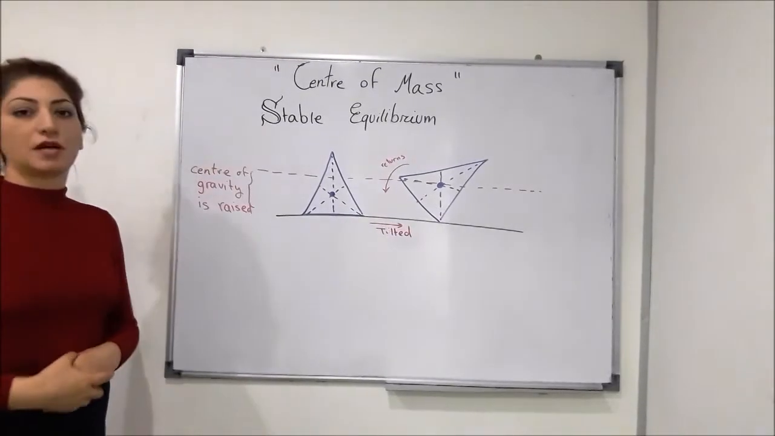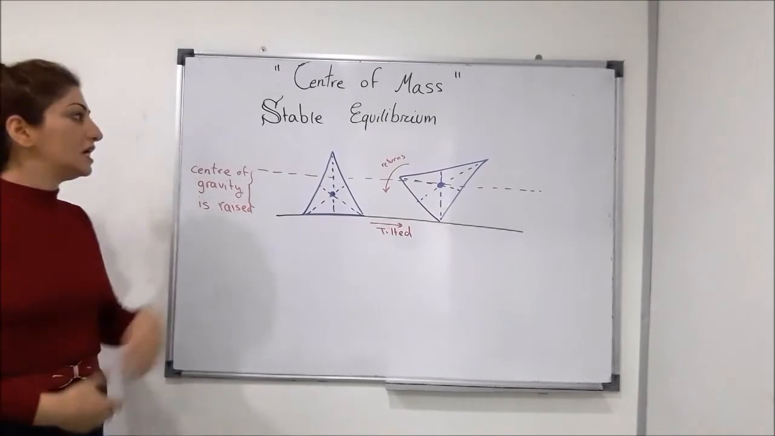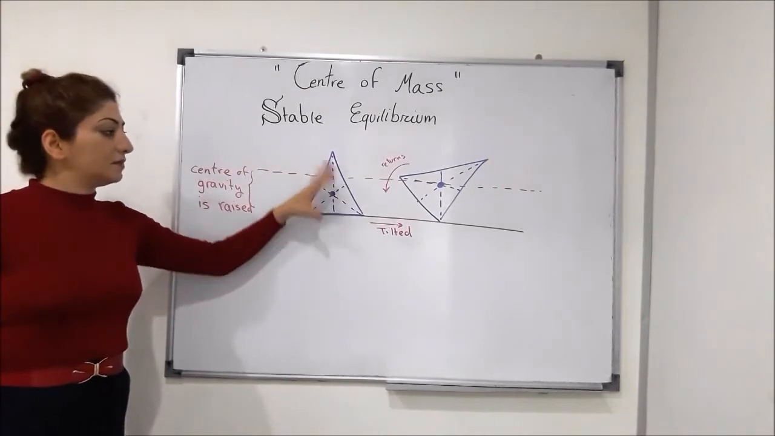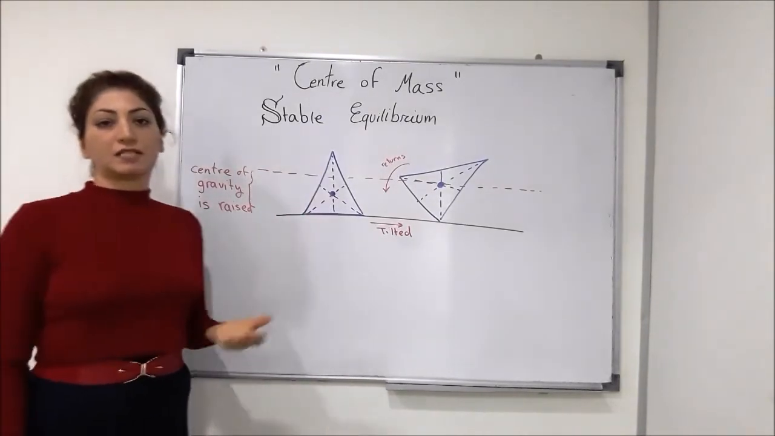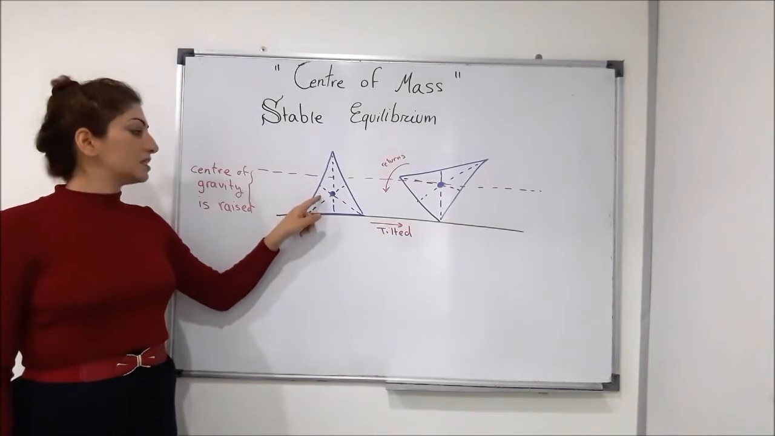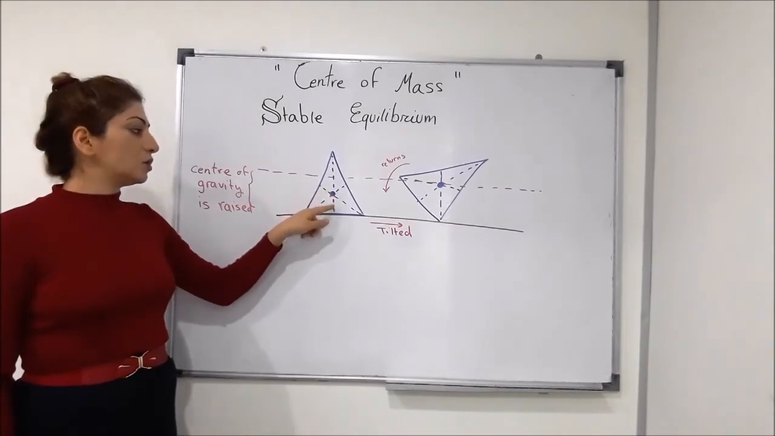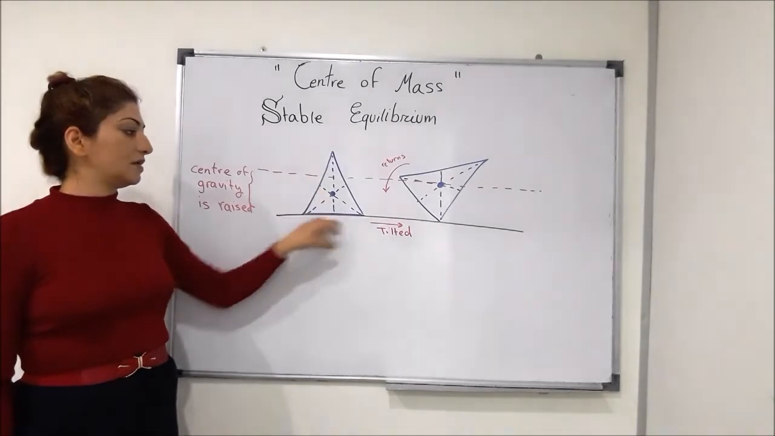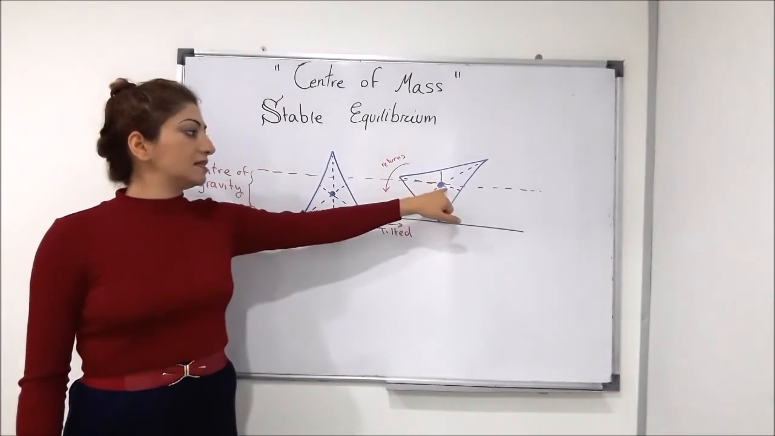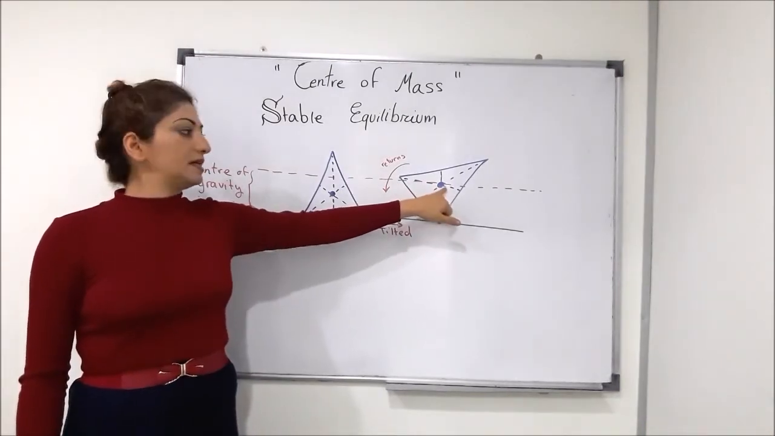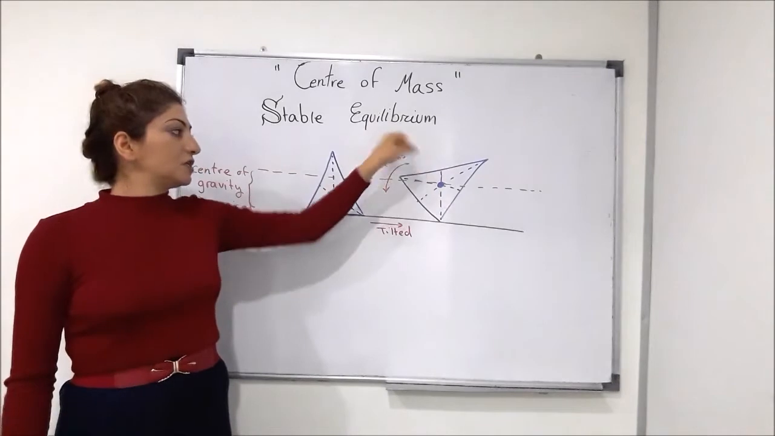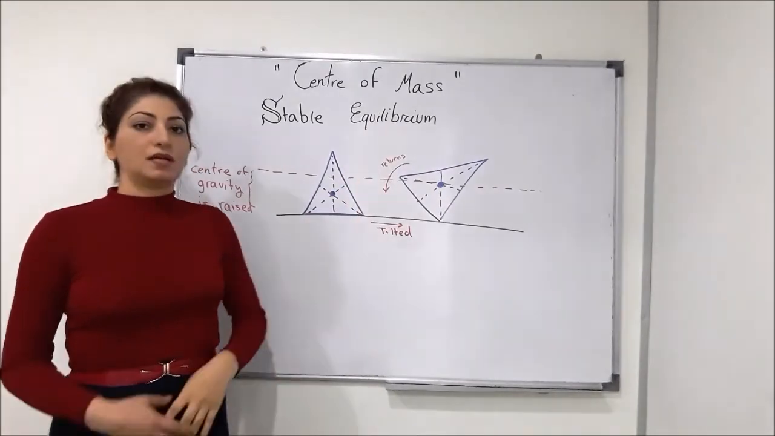The first type of stability is the stable equilibrium. In this example, a triangle is placed on the ground from its base. At this place, you see the center of mass of this triangle is much lower, very close to the ground. Then we slightly tilt it, and you see that the center of gravity is now in a higher position. But when you remove your hand, the object will return to its original position.